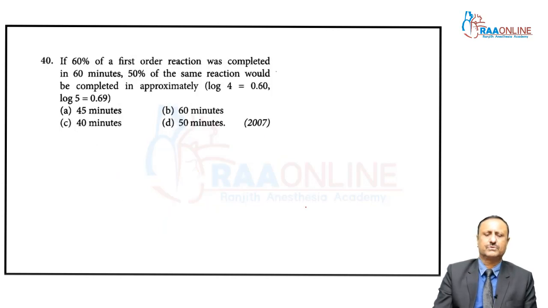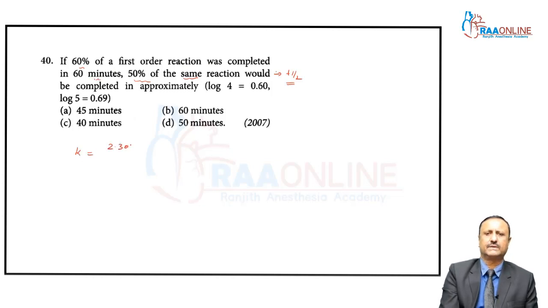Now we can go to question number 40. Here, 60% of a first order reaction was completed in 60 minutes, and 50% of the same reaction would be completed in what time? My dear students, when 50% is given, it means T half is applied. First of all, 60% is complete in 60 minutes, so first of all you can calculate K.